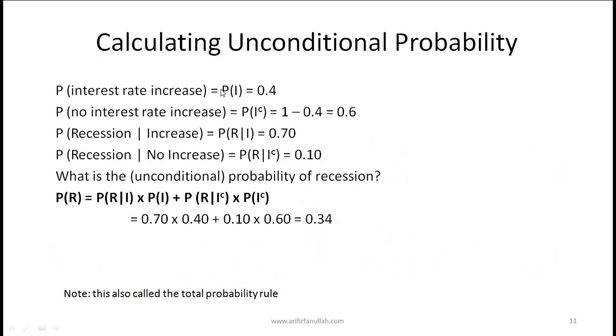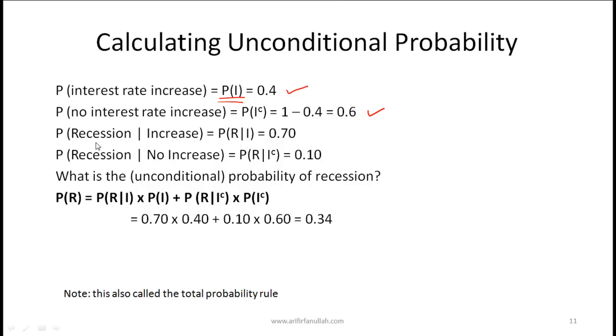Now let's work on calculating unconditional probabilities. As we've discussed, when you simply see a probability of an event without the bar sign, that is an unconditional probability. So the probability of an interest rate increase, written as P(I), is 0.4. The probability of no interest rate increase is written as P(I^C), C for complement. So if the probability of an interest rate increase is 0.4, then the probability that there will not be an interest rate increase is 1 minus 0.4, which is 0.6.